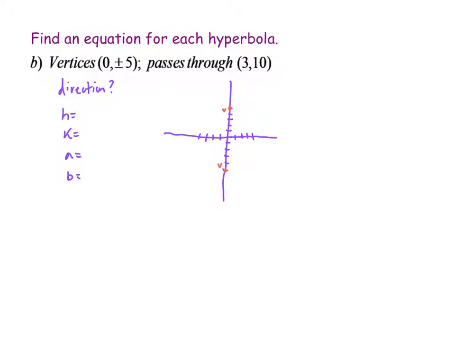This is pretty similar to something we saw on the last one, but now we know what the center is because it's halfway between those two. So our h and our k are 0 and 0. We also know, since the vertices are above and below the center, that it must be a vertical hyperbola. And then they give us this point (3, 10). So somewhere way up here we have our hyperbola going through that point.